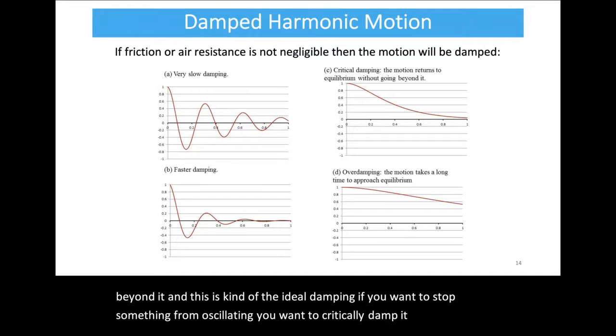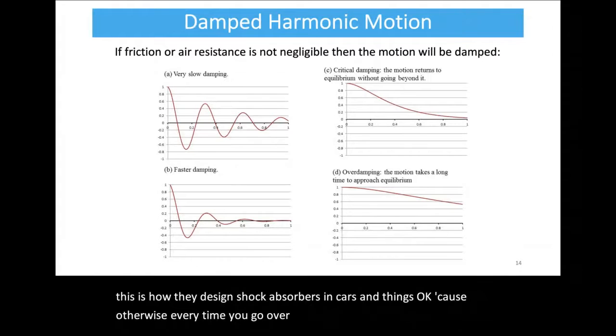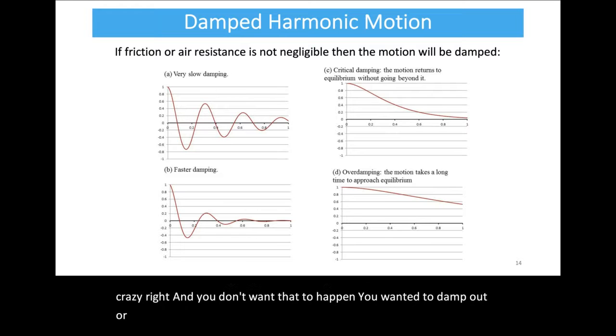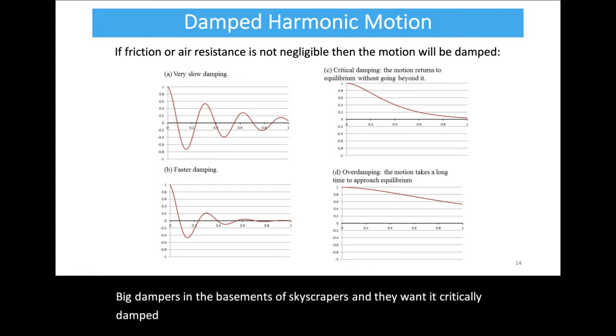This is how they design shock absorbers in cars, because otherwise every time you go over a bump, your car would oscillate like crazy, and you don't want that to happen. You want it to damp out. Or with skyscrapers, when it's windy, they can start oscillating, so they often put big dampers in the basements of skyscrapers, and they want to critically damp that oscillation.